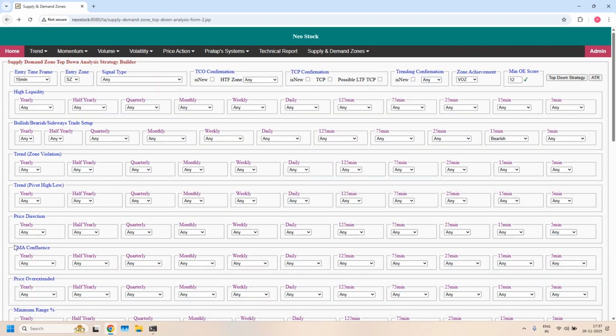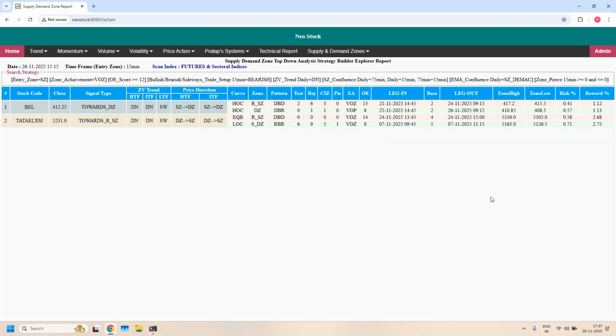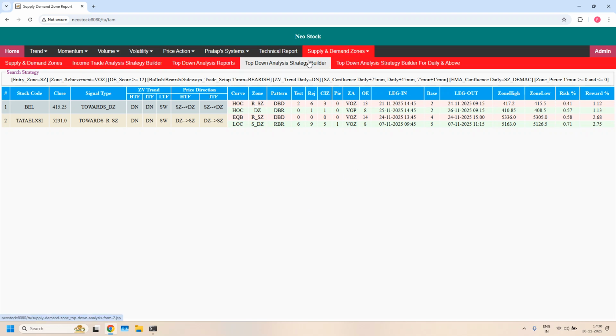Again we will filter based on EMA confluence at daily supply zone having daily EMA. At the same time, trend on the daily should not be sideways, it should be downtrend because it is bearish trade setup. We got both these stocks having uptrend daily trend, so they are filtered out. So this is bearish trade setup for daily income trade. I think bullish trade setup, daily income trade I did not generate.